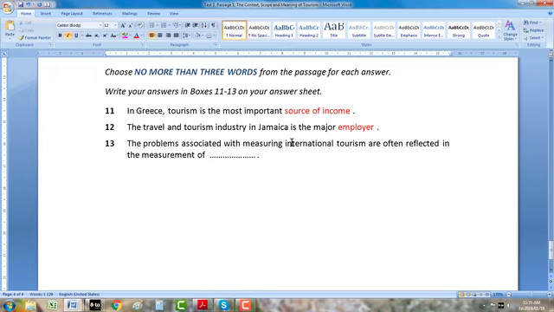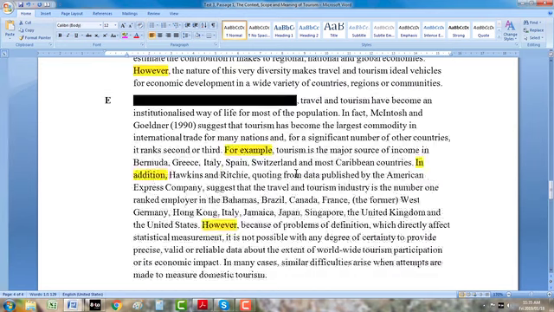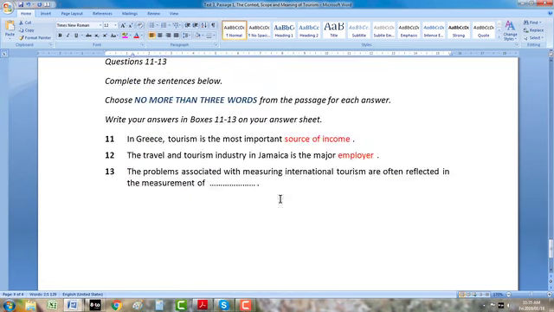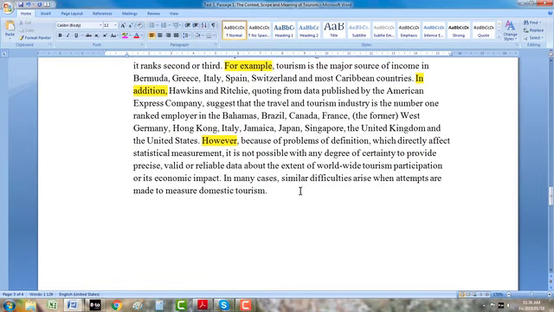The problems associated with measuring international tourism are often reflected in the measurement of something. Problems reflected in the measurement. What do they measure? Statistical measurement. To measure domestic, what are we looking for? Measurement of. The problems associated with measuring international are reflected in the measurement of something. So this one is quite difficult. Can you see the reflected? Reflected is over there, similar. So they say they have problems to measure worldwide tourism, international tourism, and they have the same problems when you try and measure what? Domestic tourism. I think that one was very difficult.